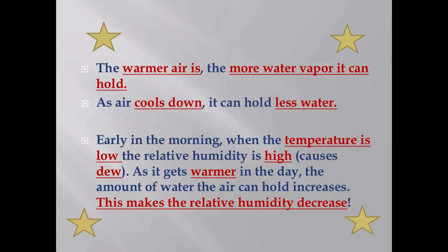So as it gets warmer throughout the day, if the amount of moisture in the air doesn't change, as that temperature increases, the amount of water the air can hold increases, which makes the overall relative humidity decrease. So higher temperatures, if the amount of water in the air doesn't change, causes the humidity to go down because warmer air can hold more.